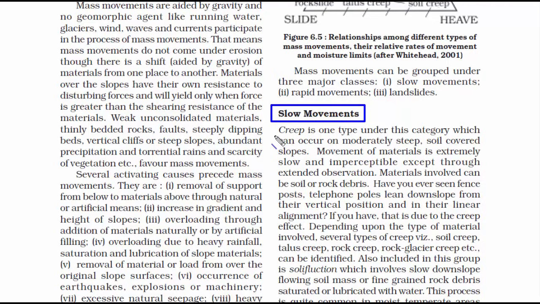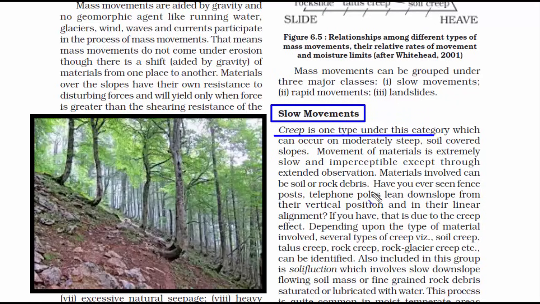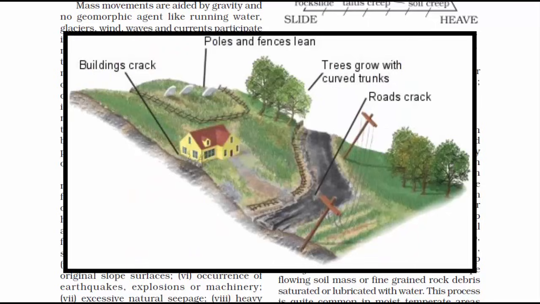One such movement under slow movement is called creep. Creep is a very slow mass movement. We cannot see creep happening, it is that slow. You must have seen fence posts or telephone poles lean downslope from their vertical position. Now it is because of the creep effect.